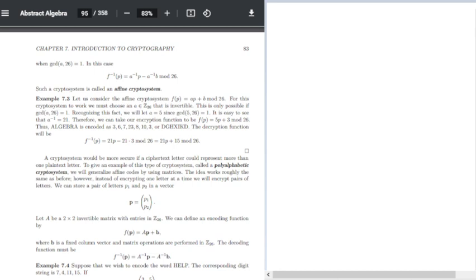Thus, algebra is encoded as 3, 6, 7, 23, 8, 10, 3, or DGHXIKD. The decryption function will be f^-1(p) = 21p - 21 times 3 mod 26, which is equal to 21p + 15 mod 26.